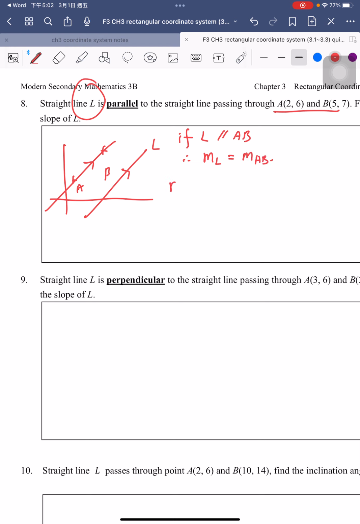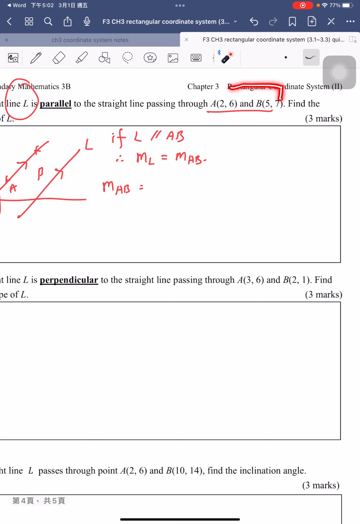So now we can just calculate the slope of MB, which is going to be equal to the change of y. The change of y is going to be 7 minus 6, so we're using 7 minus 6 divided by 5 minus 2. So this is going to be equal to 1 over 3. So now we get this 1 over 3, which is the same as the slope of L. So now we can say that the slope of L is also equal to 1 over 3. So that's the full logic about this question.